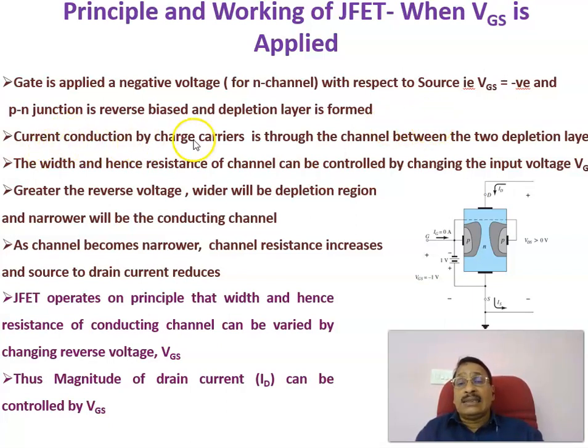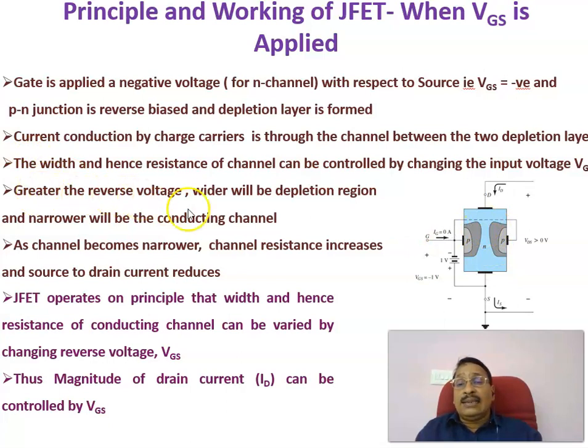So the current conduction by the charge carriers is through the channel between the two depletion regions. The carriers move from the source to the drain, and that resistance is controlled by the channel width. The width, and hence the resistance of the channel, can be controlled by changing the input voltage VGS. By controlling the input voltage VGS, you can control the resistance of the channel. That's why it's called a voltage controlled device.